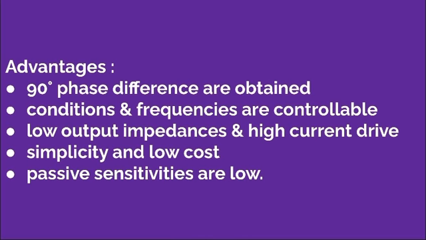So next, coming to the advantages of these quadrature oscillators, it has a 90 degrees phase difference. It obtains a 90 degrees phase difference because two sinusoidal output signals with 90 degrees phase difference are obtained simultaneously in each configuration.